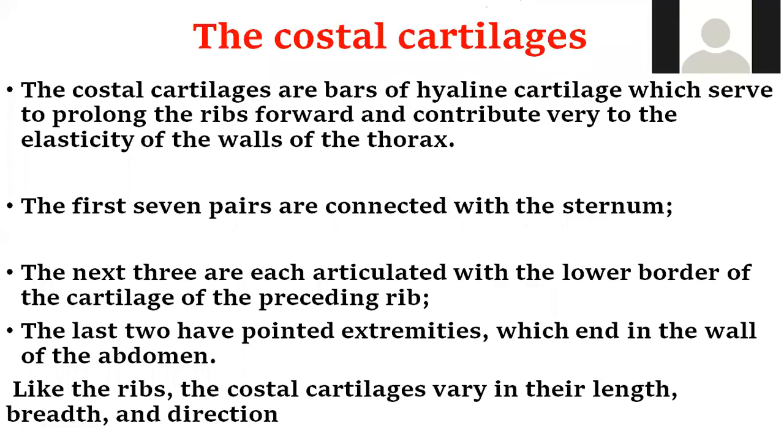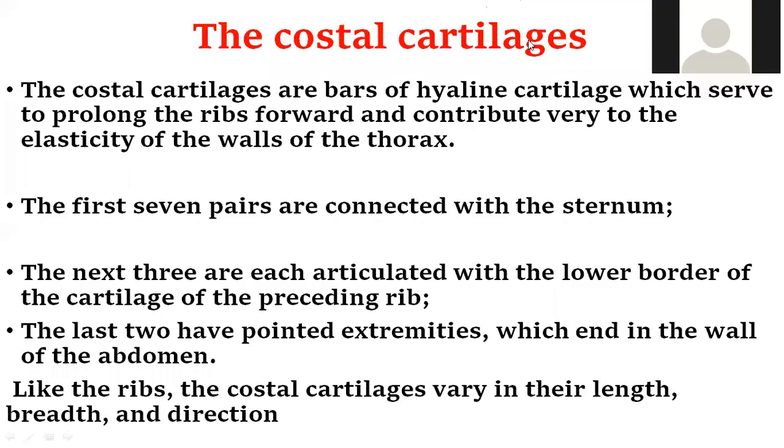The next 3 articulate with the lower border of the cartilage of the preceding rib, while the last 2 have pointed extremities which end in the wall of the abdomen. So like the ribs, the costal cartilages vary in their length, breadth, and direction. Well, that's that about the region of the thorax.